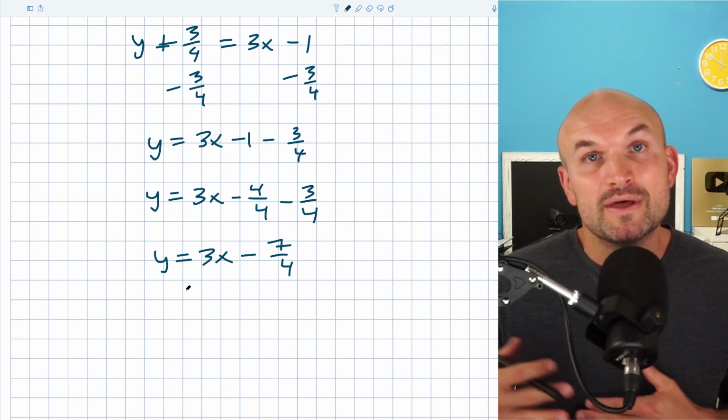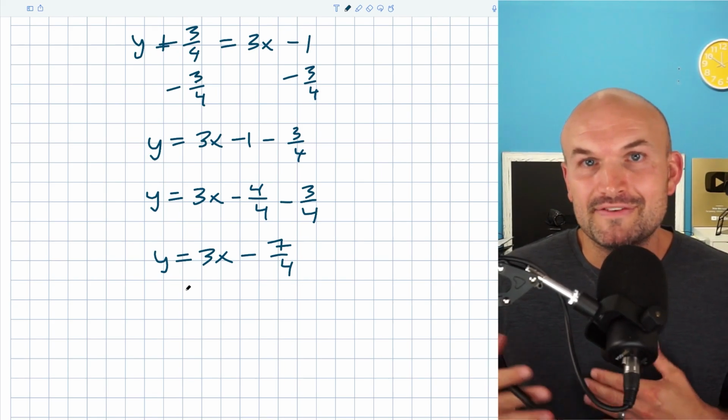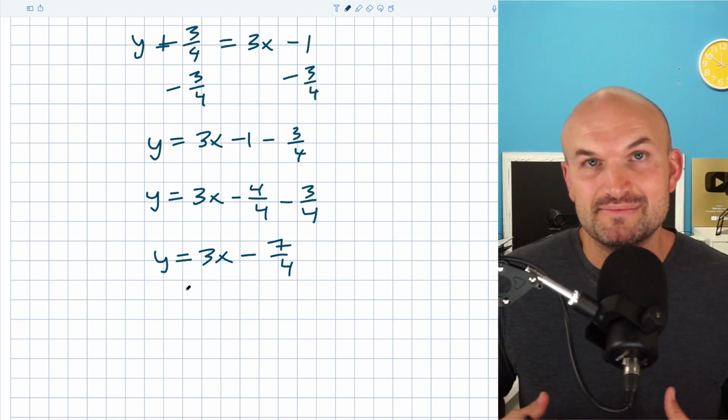I hope you also benefited from the horizontal and vertical line method. It doesn't matter if you have fractions or integers, the process is going to be exactly the same.